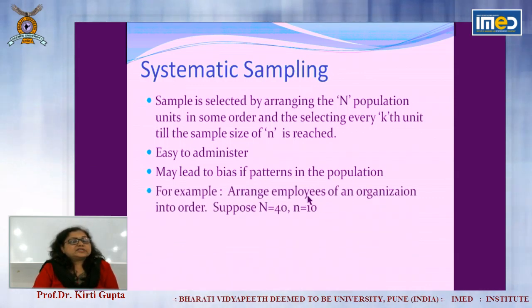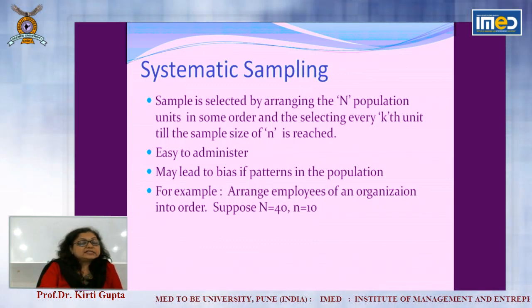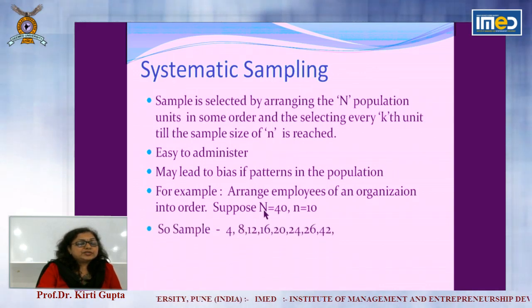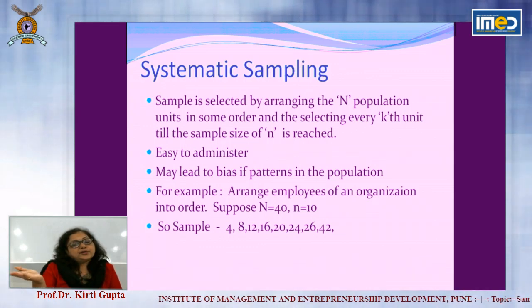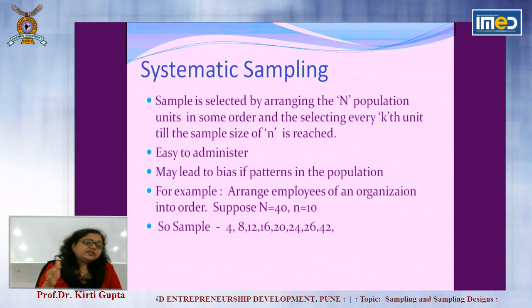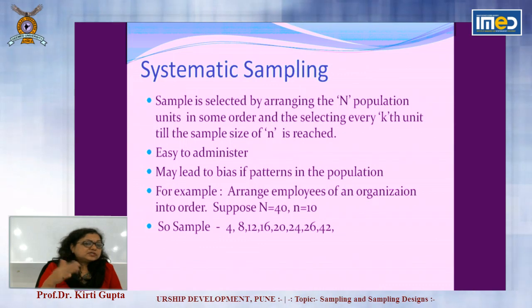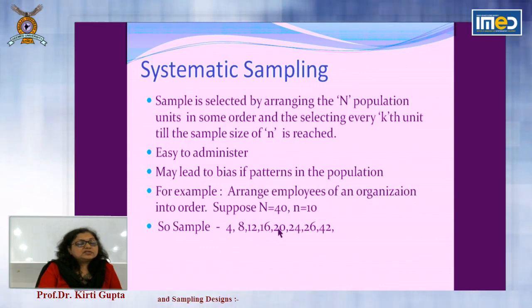One example for this: suppose we have 40 employees in an organization and we want to select 10 out of them. What we should do is arrange those 40 employees in some order, maybe according to their employee numbers or according to their names. And then 40 divided by 10, you get 4. So select every fourth unit. You select the employees with the numbers 4, 8, 12, 16, 20, 24, 28, 32, 36 and 40 till you get the sample which you require.